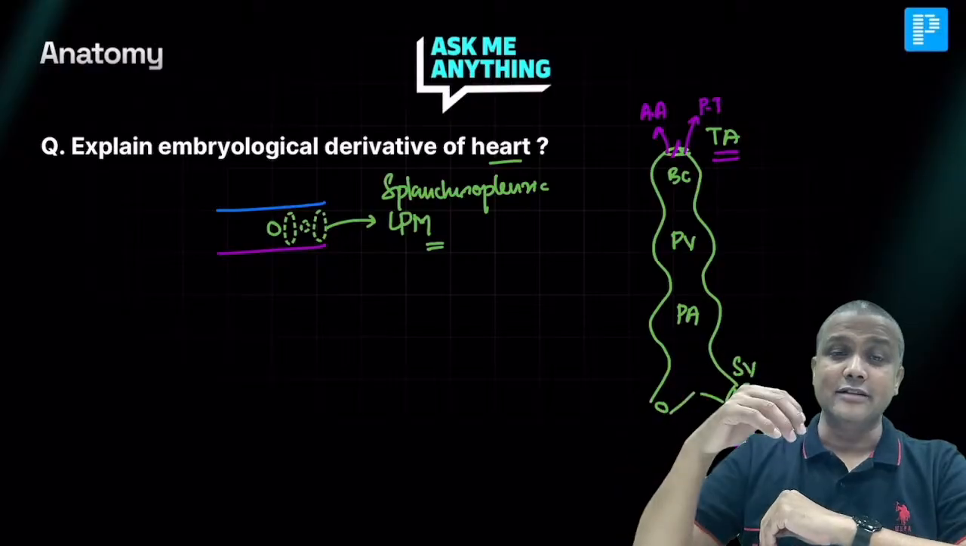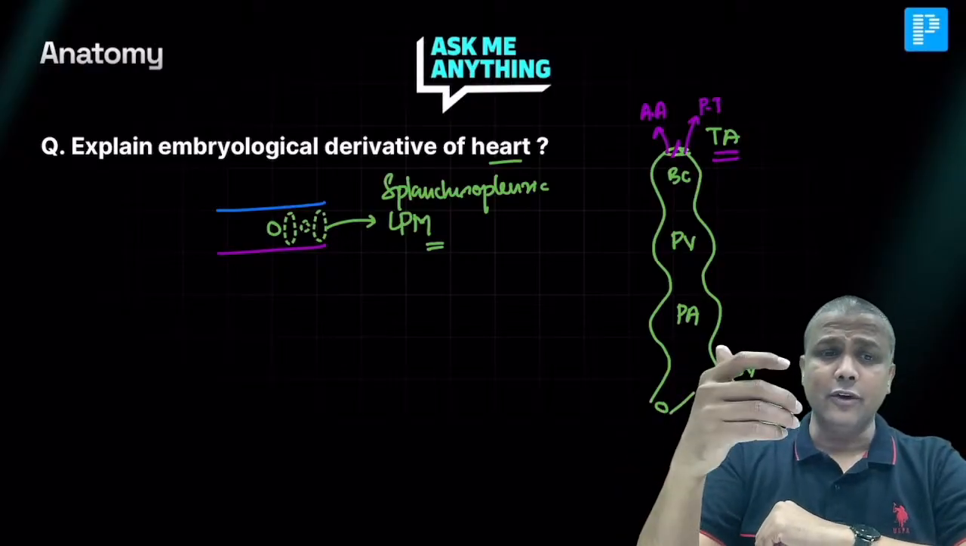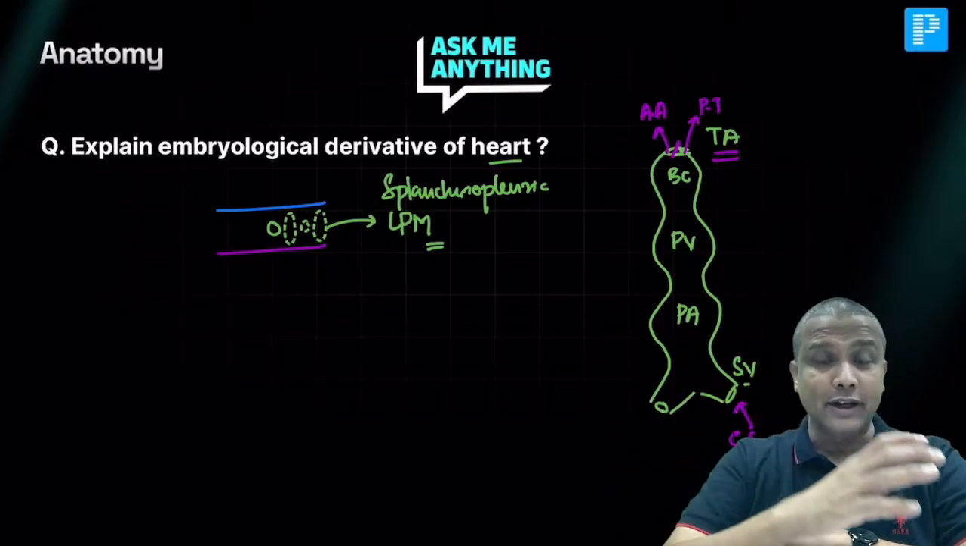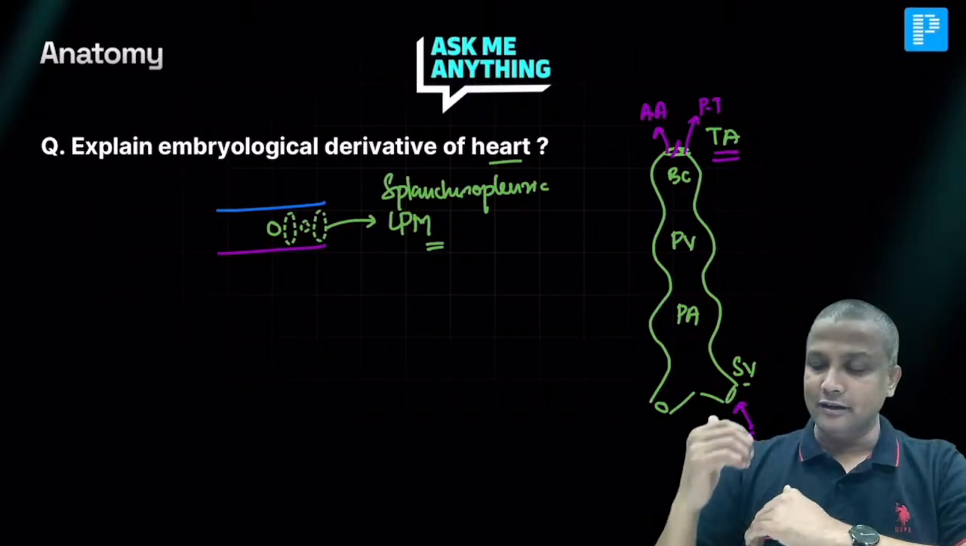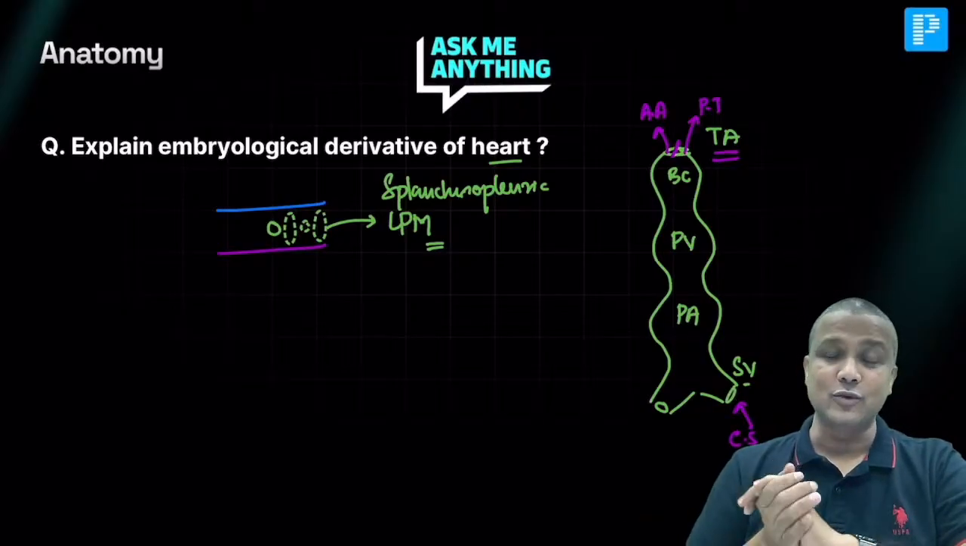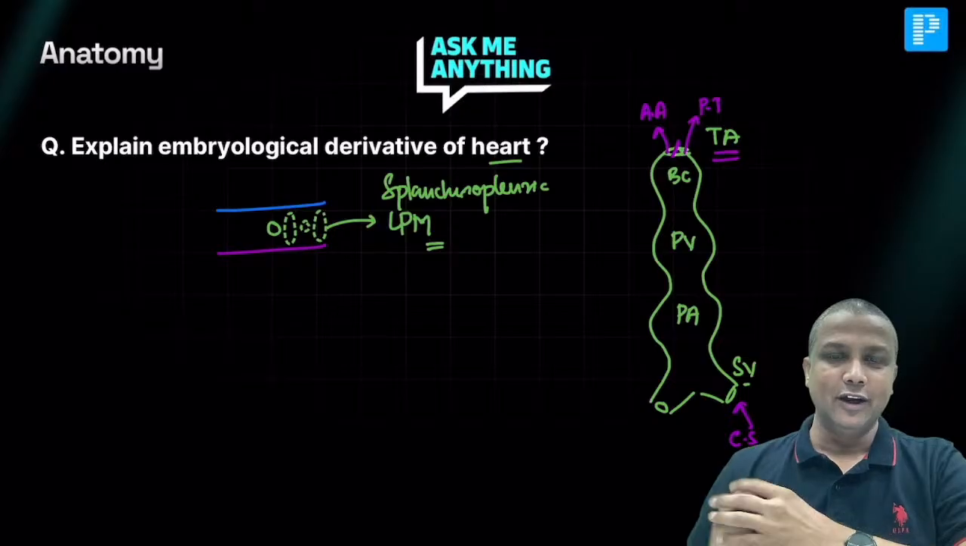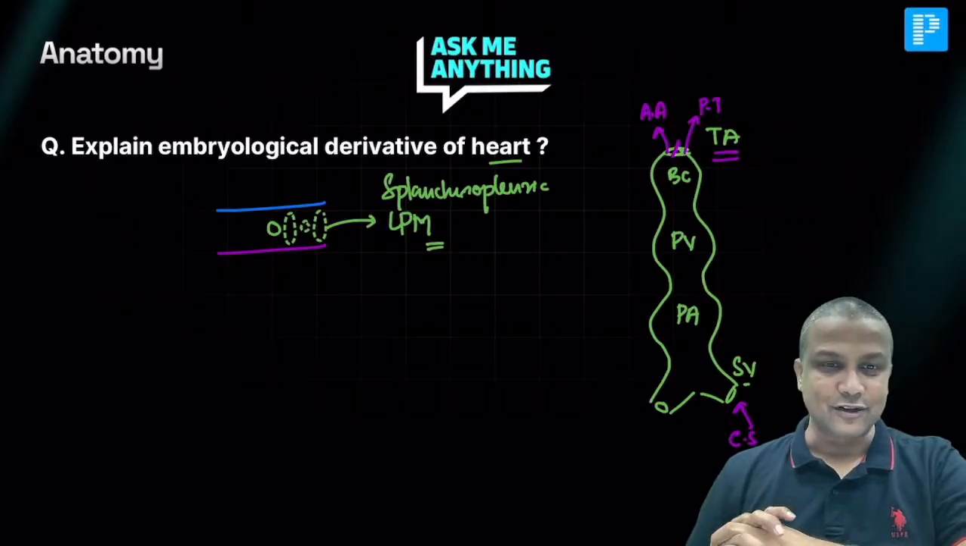The cranial part, that is the truncus arteriosus, is the one which is going to form your ascending aorta and the pulmonary trunk, and the caudal part, the sinus venosus, is the one which is going to have the left horn. Left horn is the one which is going to form your coronary sinus, something like that, sir. Fine.